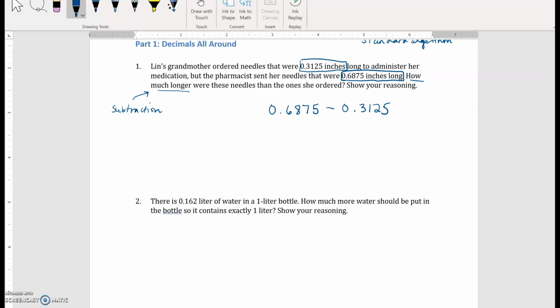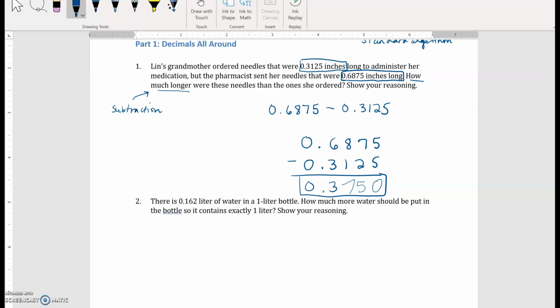Now there's a lot of digits in these problems, so we're just going to use the standard algorithm here. I'm going to write this vertically, making sure that my decimals are representing the same place value in both numbers in my subtraction problem. And as always, I just subtract vertically each place value. So in the ten-thousandths column, 5 minus 5 is 0. In the thousandths column, 7 minus 2 is 5. In the hundredths column, 8 minus 1 is 7. In the tenths column, 6 minus 3 is 3. And then in my ones column, 0 minus 0 is 0.